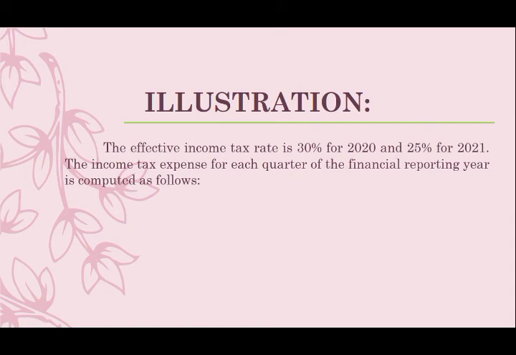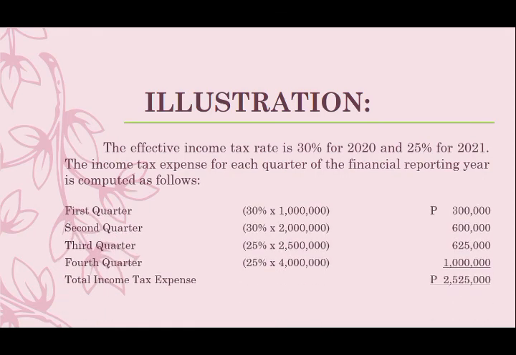The income tax expense for each quarter of the financial reporting year is computed as follows. First quarter, 30% times 1 million equals 300,000, and second quarter, 30% times 2 million equals 600,000. We use 30% to get the income tax expense for the first quarter and second quarter because it starts from July 1, 2020 to December 31, 2020.